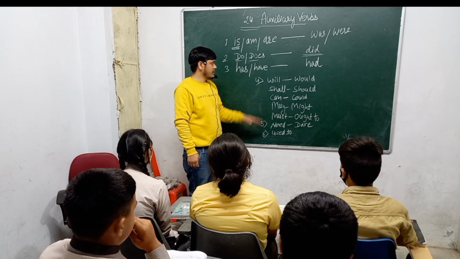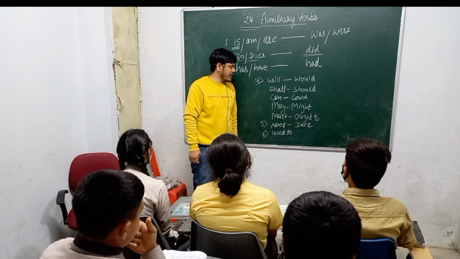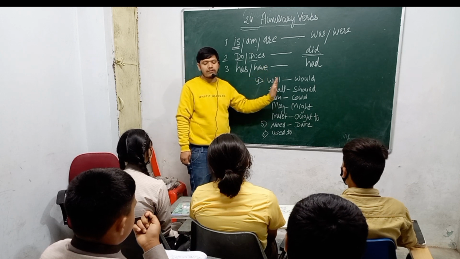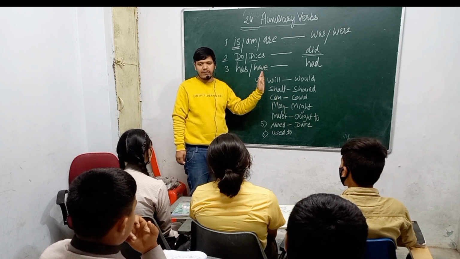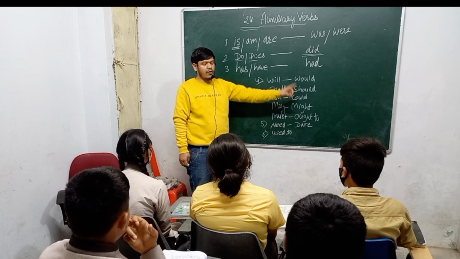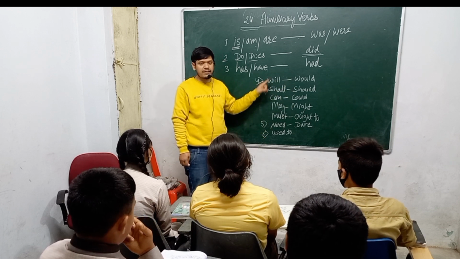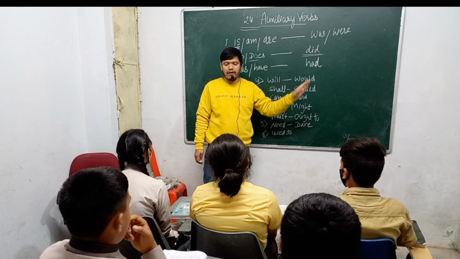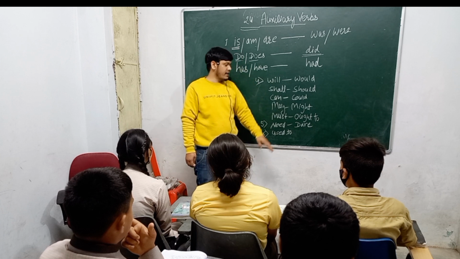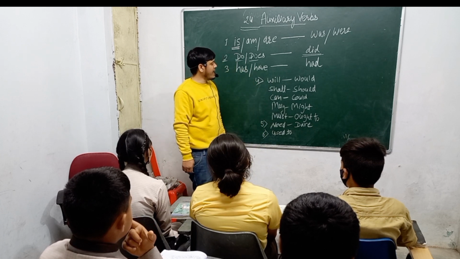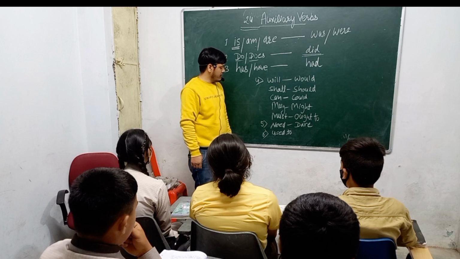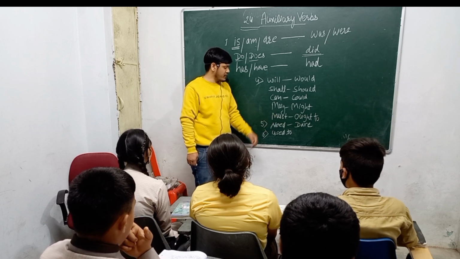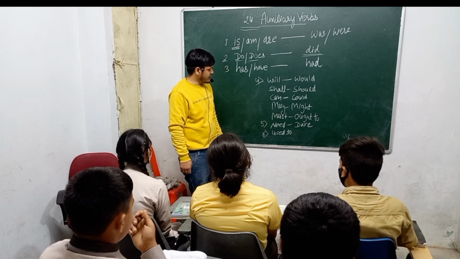Next, number 4. Will, would, shall, should, can, could, may, might, must, ought to. These are known as the modal verbs. We use them as helping verbs also with the first form of verb. All the auxiliary verbs and all the modal verbs are used with the main verb, the first form of verb. And another way, they can be used as a helping verb also. Need and dare also have to be used with the first form of verb.